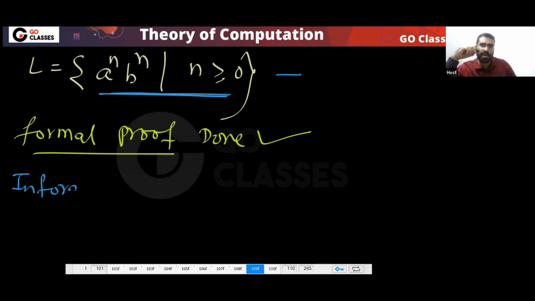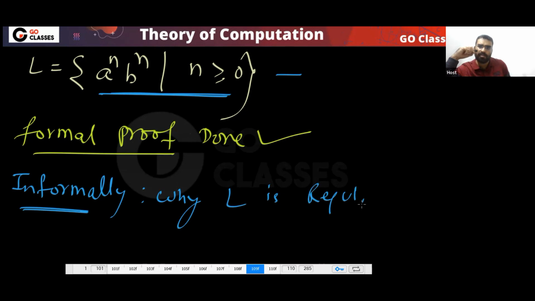Informally, why is this non-regular? Informally, every time in the GATE exam, you will not apply the formal proof. Informally, why is L non-regular? Why is L not regular? What is the reason? The reason is you need to keep track of infinite possibilities.